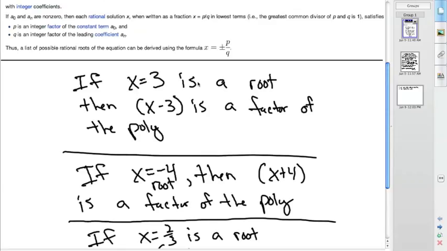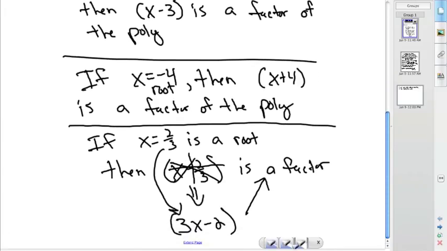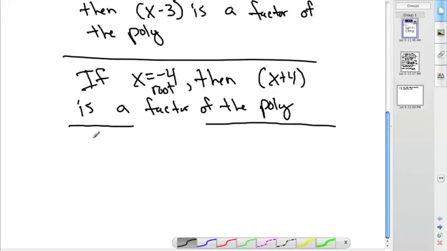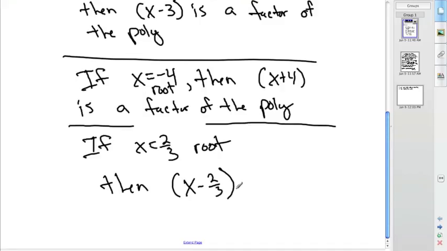So if x equals 3 is a root, then x minus 3 is a factor of the polynomial. If you have x equals negative 4 as a root, then you know x plus 4 is a linear factor. Let me correct this quickly. If you have a fraction root, so if x equals 2/3 is a root, then x minus 2/3 is a factor.